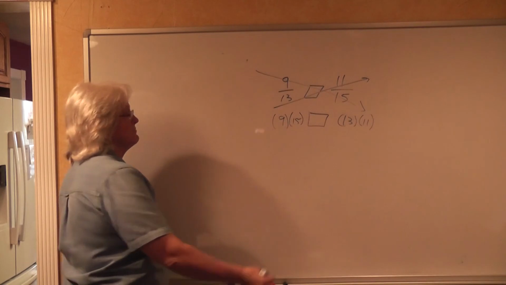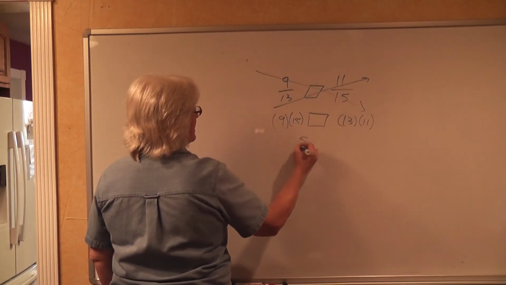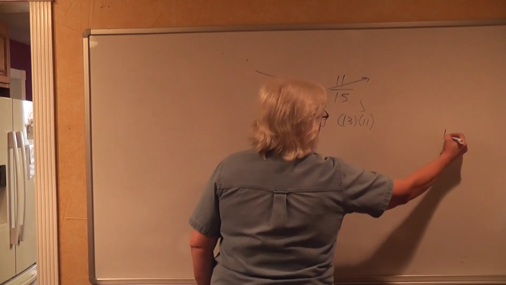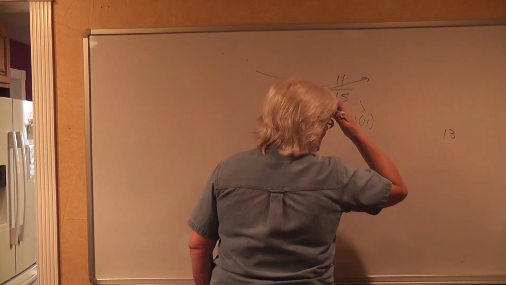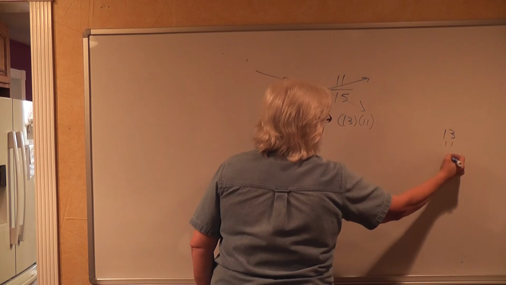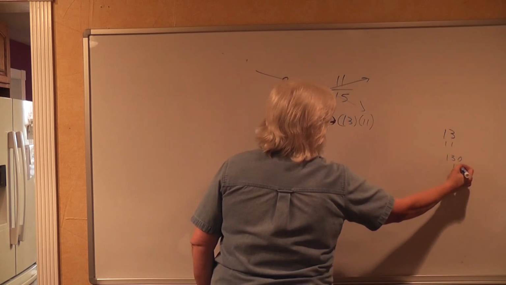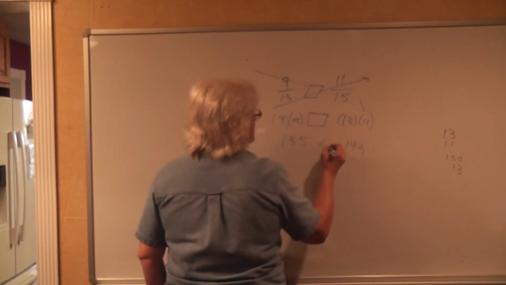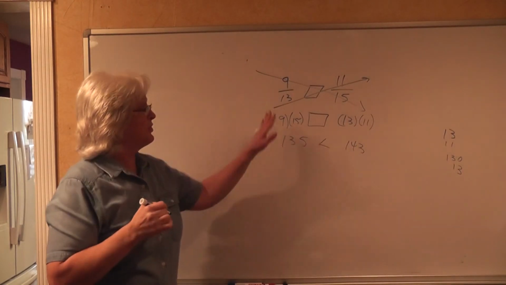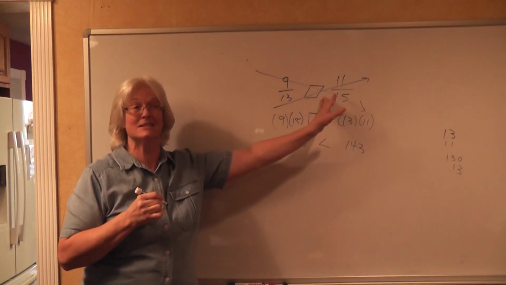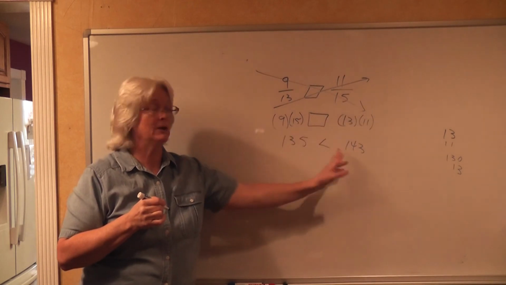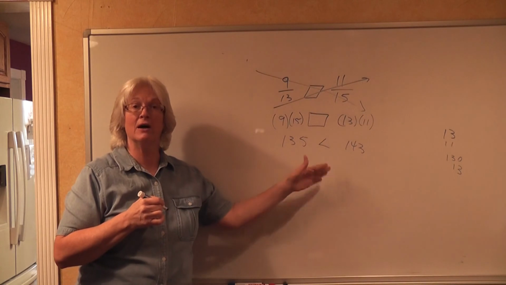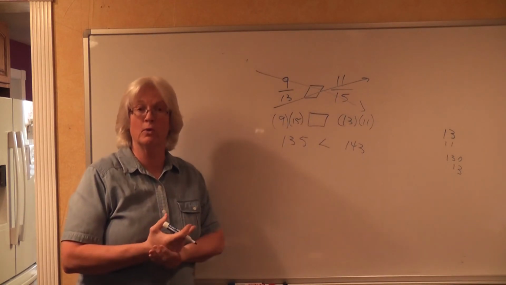9 times 15, 5 nines are 45, 135. And now 13 times 11 is 143. So 9/13 is less than 11/15 because when you take their cross products, 135 is less than 143.